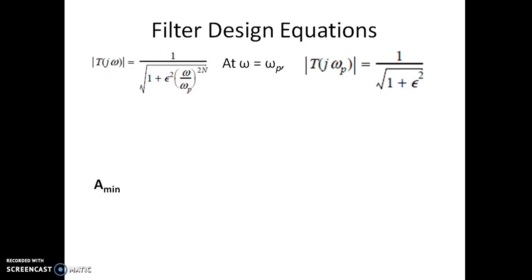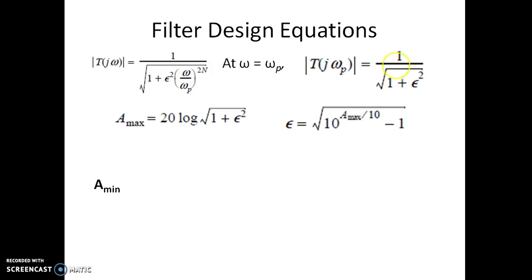So this is the filter equation. The magnitude of an nth order filter is given by this. When omega is equal to omega p, we end up with this equation. This ratio becomes 1. So the magnitude at omega equal to omega p will be 1 over the root of 1 plus epsilon square. So Amax is given by 20 log of this, and epsilon can be written as the square root of this. If we know the value of Amax, we can estimate the value of epsilon.